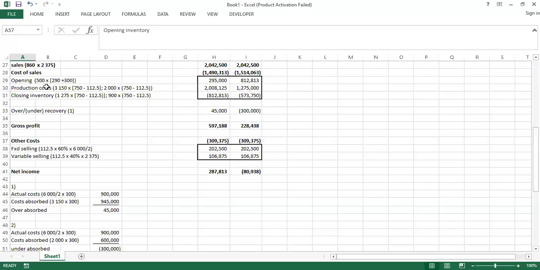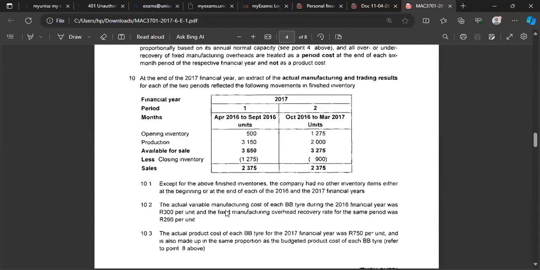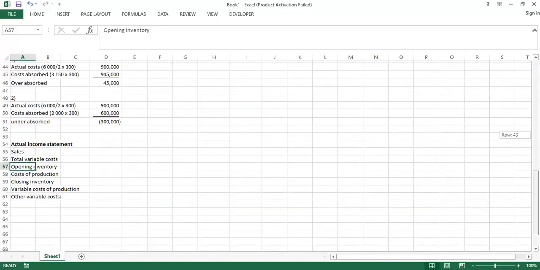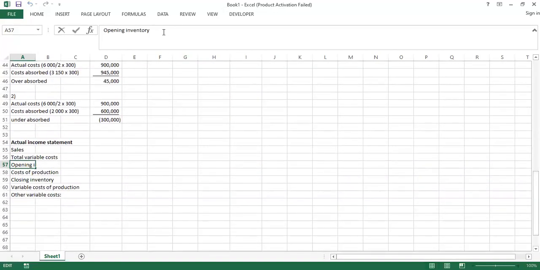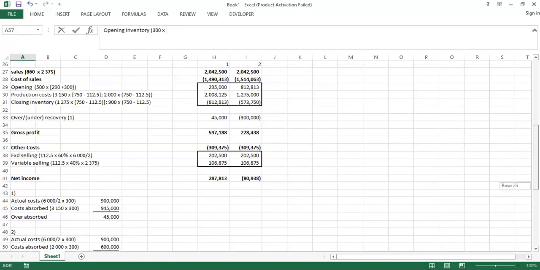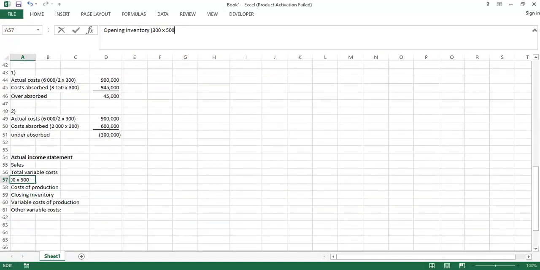So I was saying, for the absorption, we put both 290 and 300, right? But this time, which one do we need? We only need the one which is variable, which is 300. So we leave the other one. Opening inventory is going to be 300 multiplied by the units. We can simply fetch the units here on top. The units are 500, so we multiply that by 500.